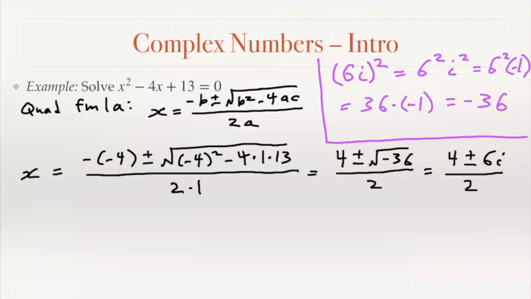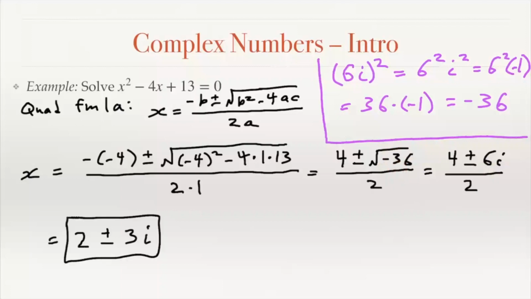And in general, whenever you take the square root of a negative, you just look at what the square root of the positive part of that is. Square root of 36 is 6, and then you stick an i by it. And we can continue to simplify this. 4 over 2 is 2, plus or minus 6 over 2 is 3. So we have 2 plus or minus 3i.